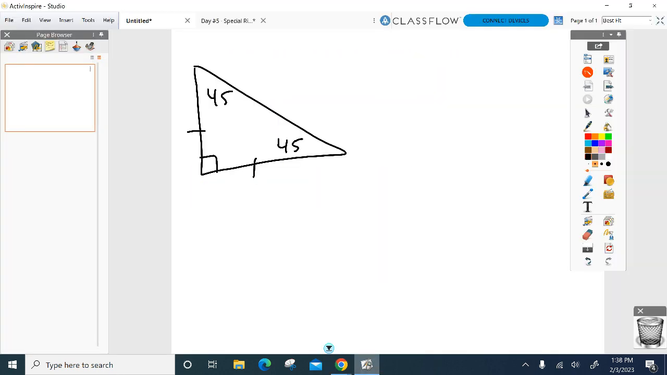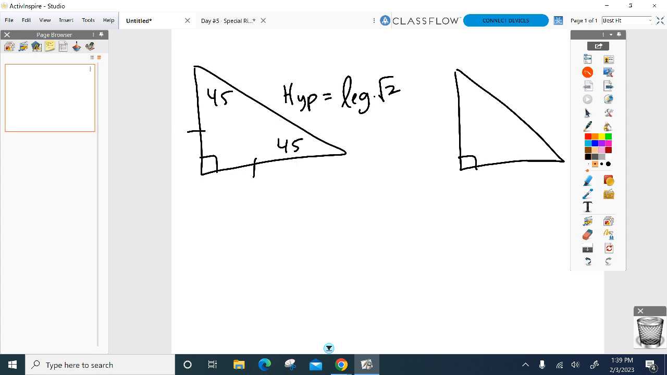15. What do we call this side? And how did we find it yesterday? No. We could if I knew it. How do I find the hypotenuse in a 45, 45, 90 triangle? What was my rule? Leg times radical 2. Good. So that was yesterday. But now I have this.